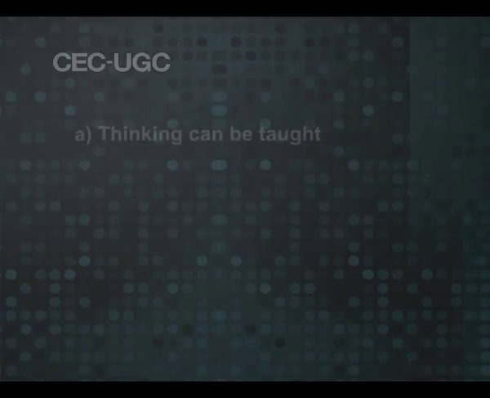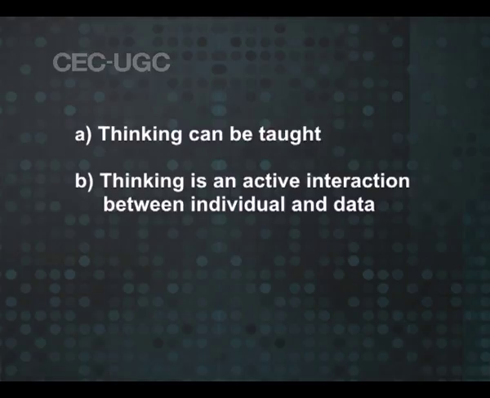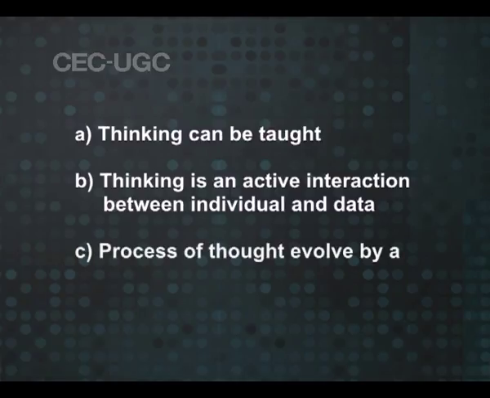The model is based on 3 important assumptions. First one, thinking can be taught. Second, thinking is an active interaction between individual and data. Third, process of thought evolves by a sequence that is lawful.